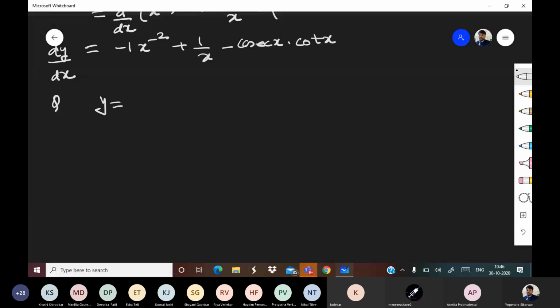If y is equal to one upon x square plus one upon root x plus e to the power x, find dy by dx. Please find.